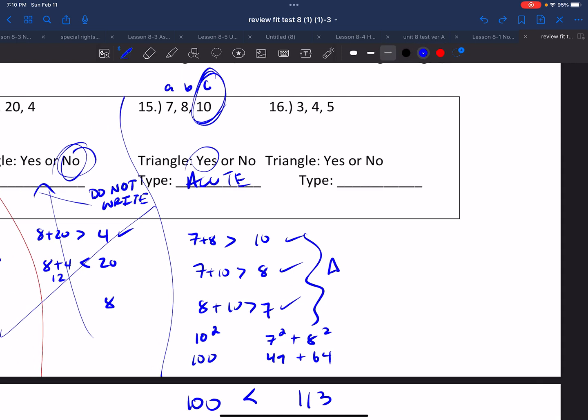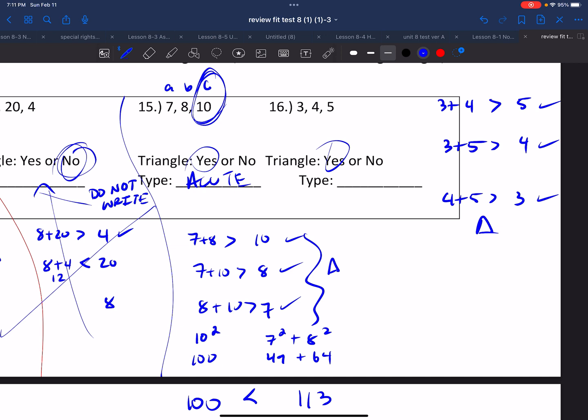All right, 3, 4, 5. Let's do it. 5, 4, 3. 3 plus 4 greater than 5. Yes, that holds true. And then 4, we have 3 plus 5. That's greater than 4. That holds true. And then lastly, 4 plus 5. That's greater than 3. That holds true. So you have a triangle here. Okay? Perfect. You have a triangle.